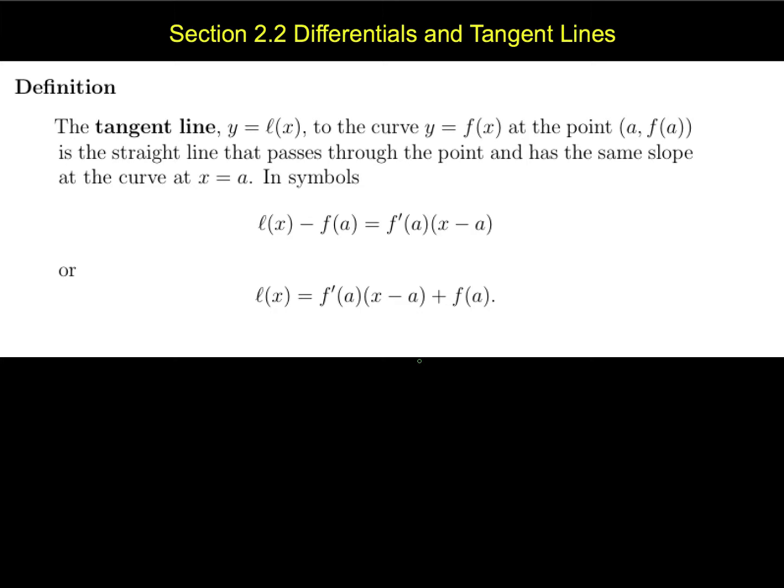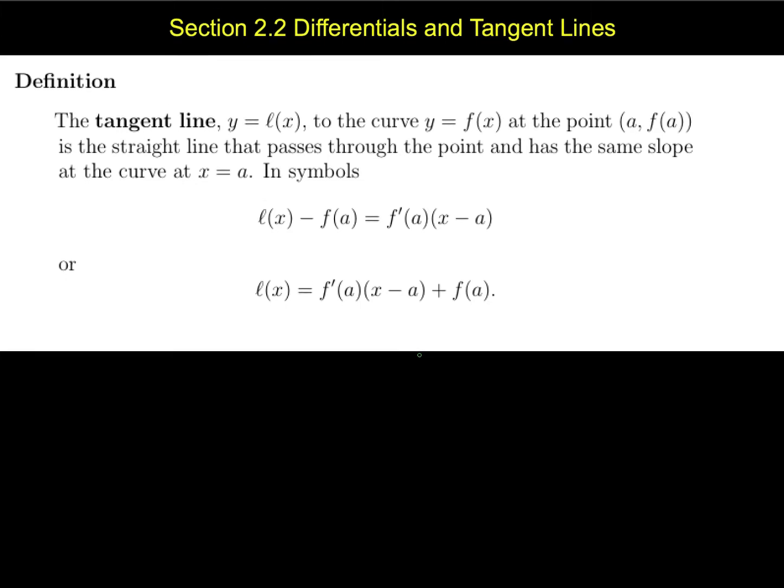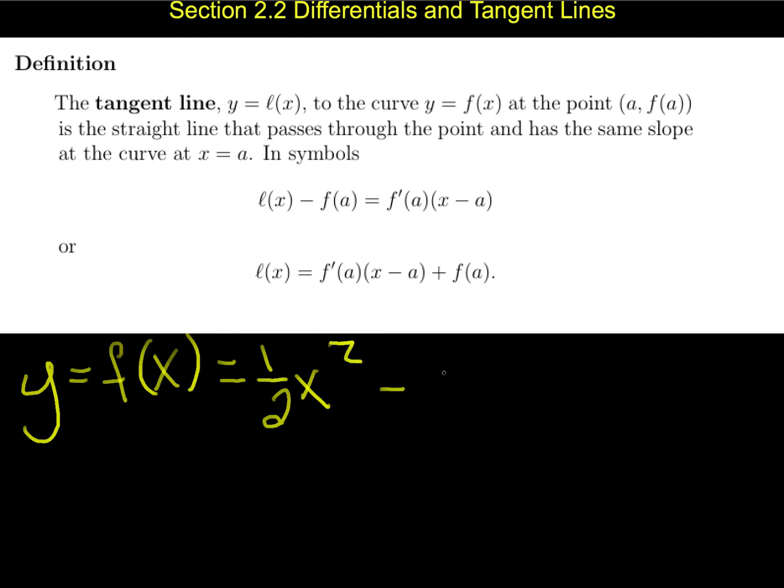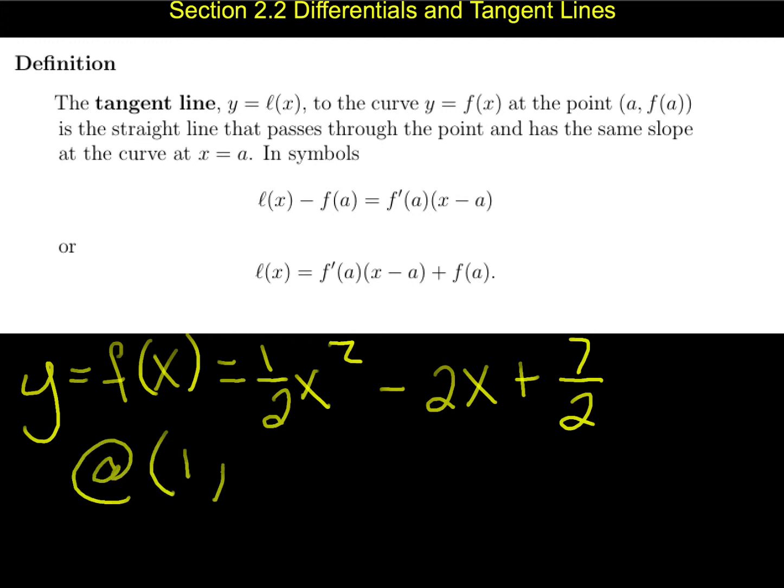So if we take an example, we can compute, say, the tangent line to the curve y equals f of x, which will be, say, 1/2 x squared minus 2x plus 7/2. So this is our curve. It's a parabola. And we want to know what is the equation of the tangent line at a given point. So let's say at the point 1, comma 2.